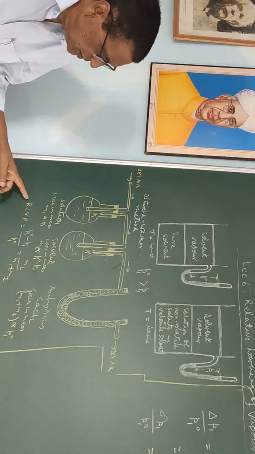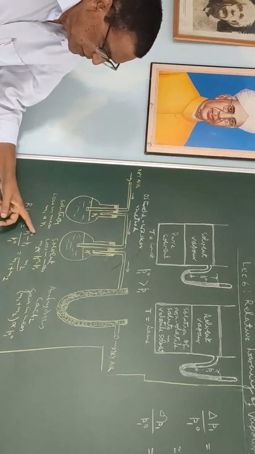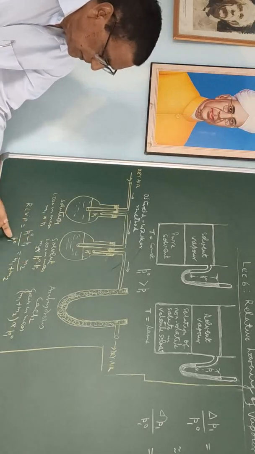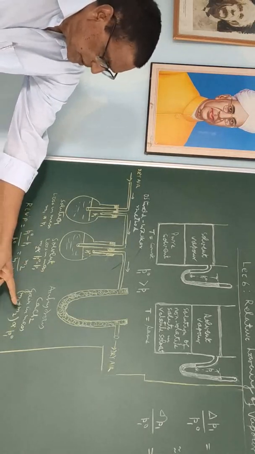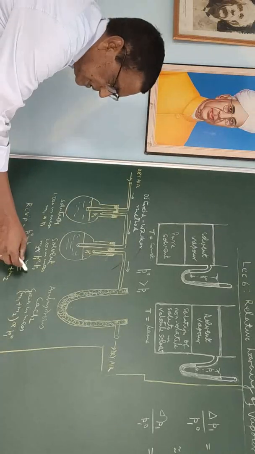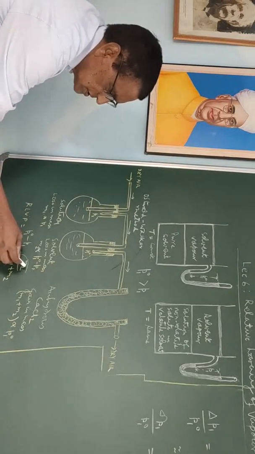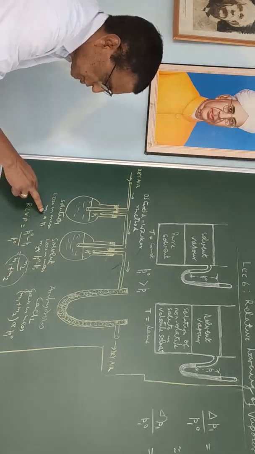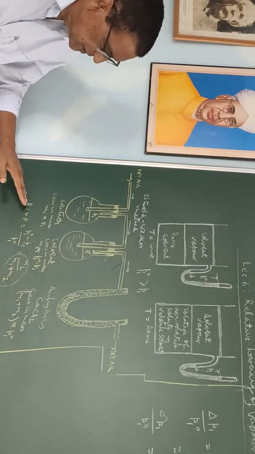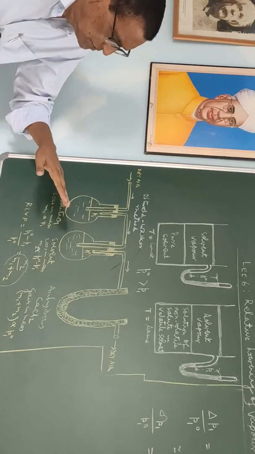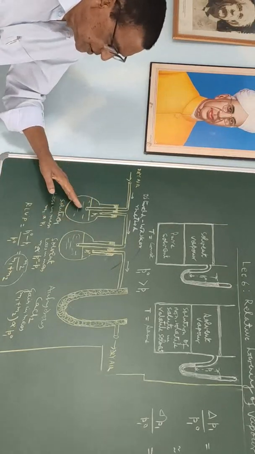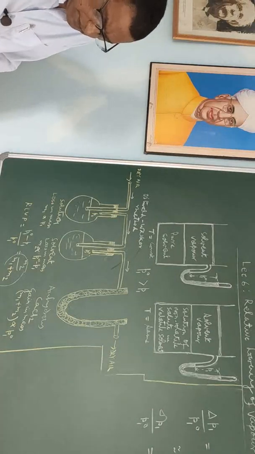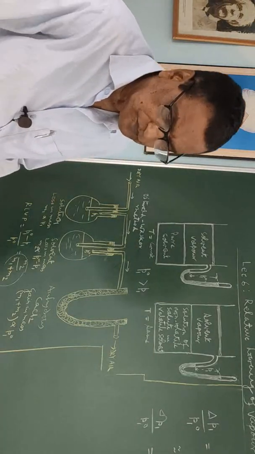So the relative lowering of vapour pressure, P1 naught minus P1 divided by P1 naught, equals M2 divided by M1 plus M2. So by measuring the loss in mass and gain in mass, it is possible to calculate the relative lowering of vapour pressure of the solution, which helps to calculate the molecular mass of this solute.